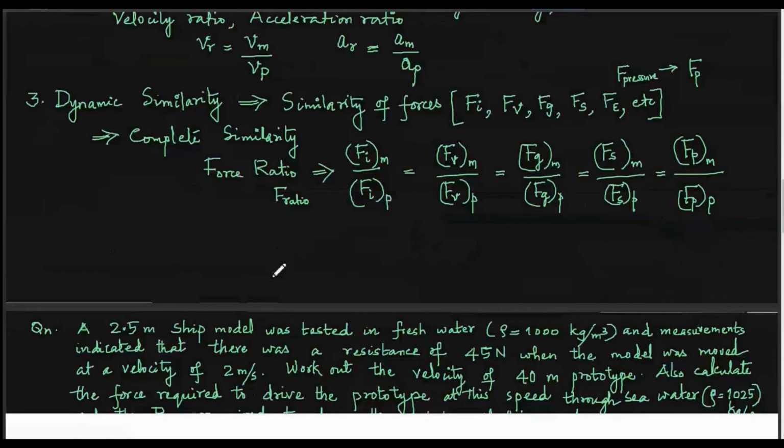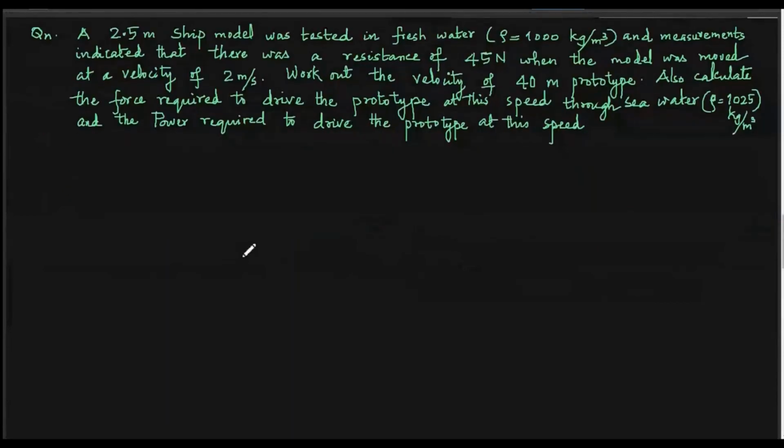So we have now about 10 minutes. We will solve a question now, so that will clarify the complete picture of model testing and model laws. If the model is not satisfying these similarities to the full extent, then such models are called distorted models. So we have the model of the ship and the prototype.